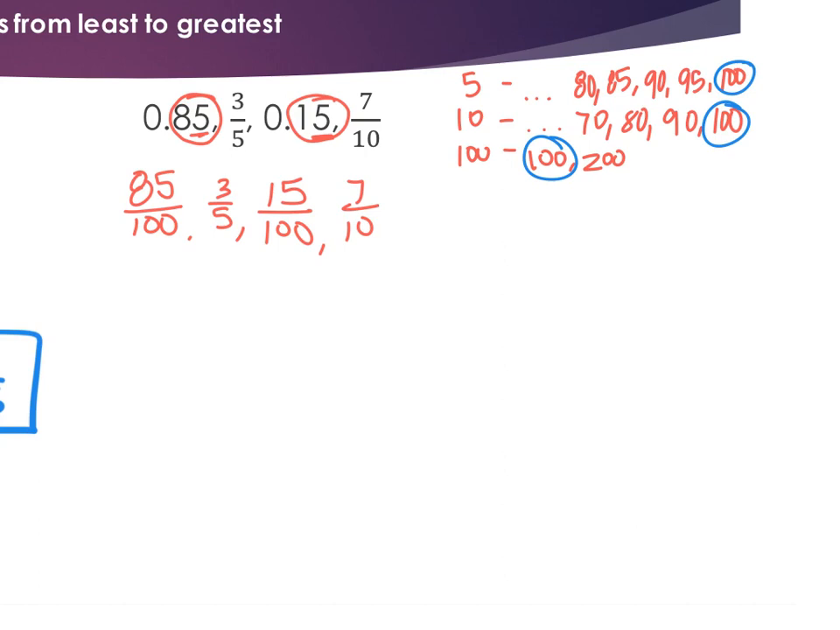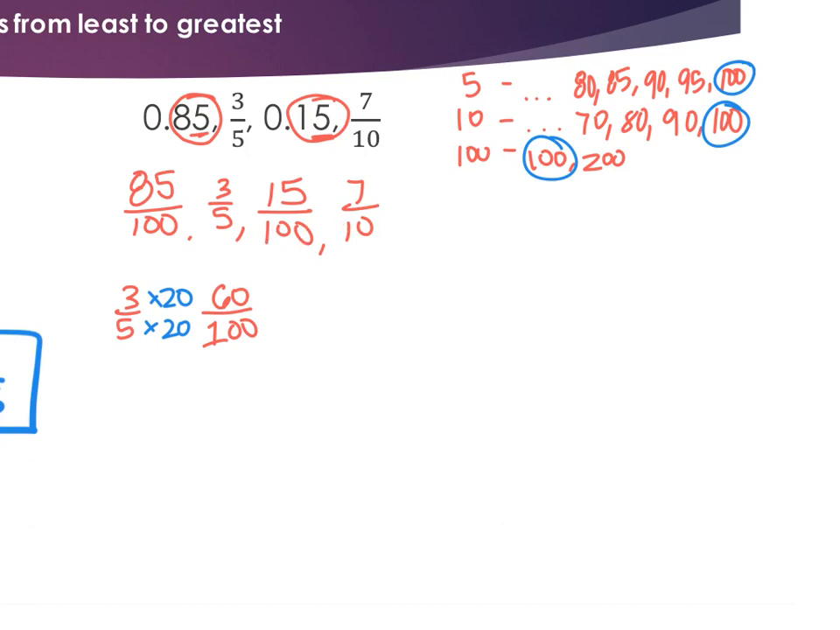Let me change 3/5. I want my new denominator to be 100. How do I get from 5 to 100? Times 20. Right. 5 times 20 is 100. And what we did at the bottom, we have to do to the top. So 3 times 20 is 60. So 3/5 is 60 over 100. My 15 over 100 is just fine.